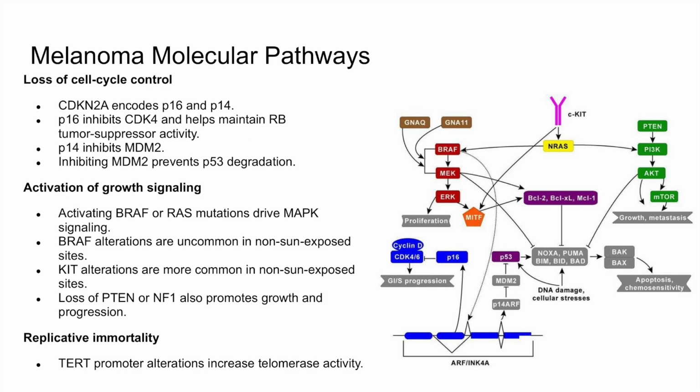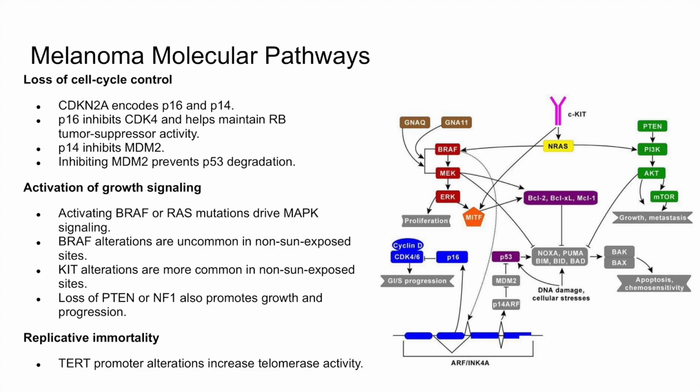All right, so melanoma develops through increased growth signaling combined with loss of cell cycle control. CDKN2A produces two tumor suppressors through alternative reading frames. The first is p16, which inhibits CDK4 and CDK6, keeping RB active and preventing inappropriate progression from G1 to the S phase. The second is p14 ARF, or ARF, which inhibits MDM2 and thereby stabilizes p53. Activating BRAF or NRAS mutations stimulate the MAP kinase pathway and promote proliferation.